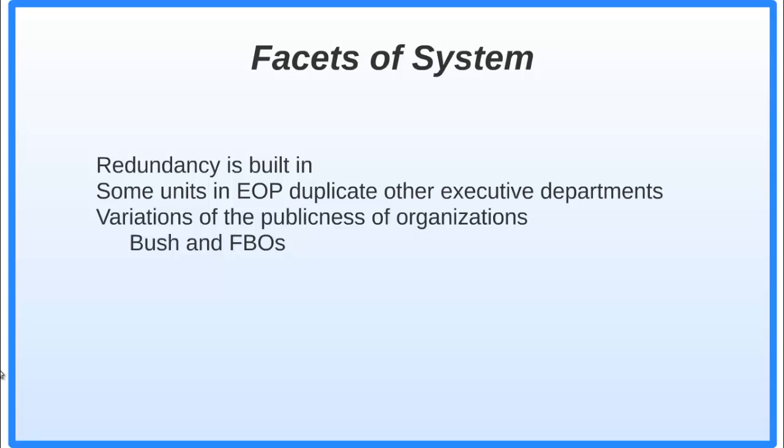Second, we know that some units in the Executive Office of the President duplicate other executive departments. We have a Department of Defense, we have a Department of State, we have a National Security Council. They're doing largely the same thing. They're just coming at it from different angles with different backgrounds and different ultimate goals. And we also know that there are just, in general, variations in the publicness of organizations. Privatization, contracting. Some organizations are far more truly public than others.